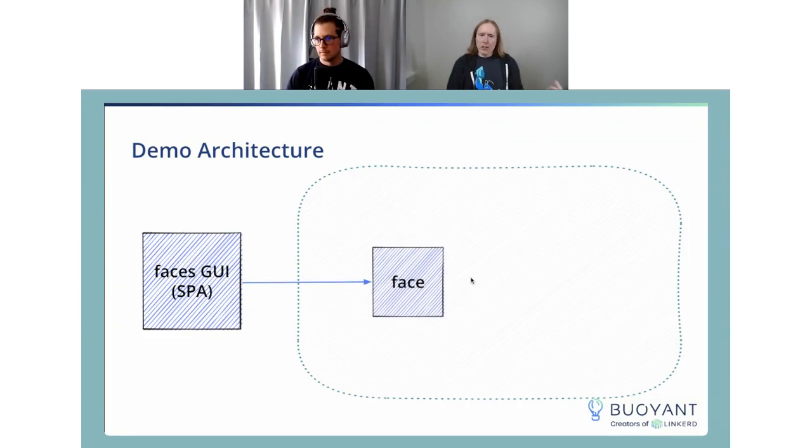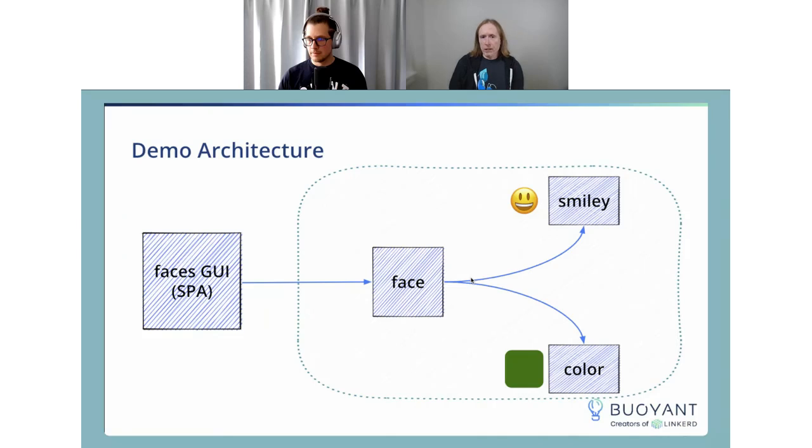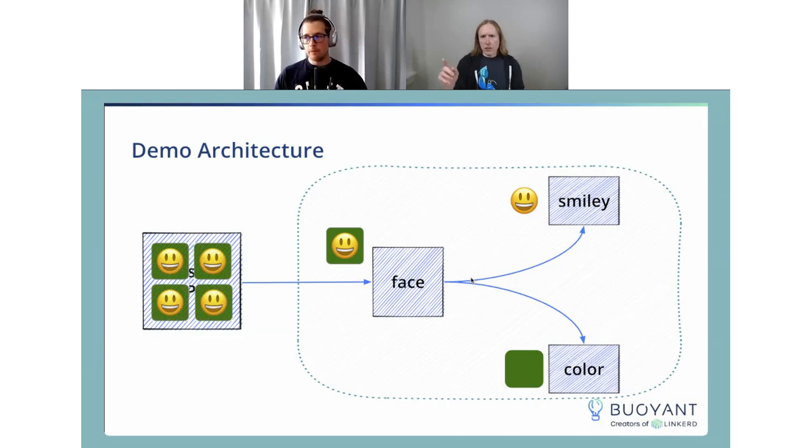The Faces GUI calls into a service called Face inside our cluster. The Face service in turn talks to the Smiley service and the Color service. The Smiley service is supposed to return a smiley face. The Color service is supposed to return the color green. The Face service will then take those two, put them together, and hand it back to the GUI. The GUI has a matrix of these things, and so it will go through and call the Face service one time for each cell in the grid and constantly refresh what's going on.